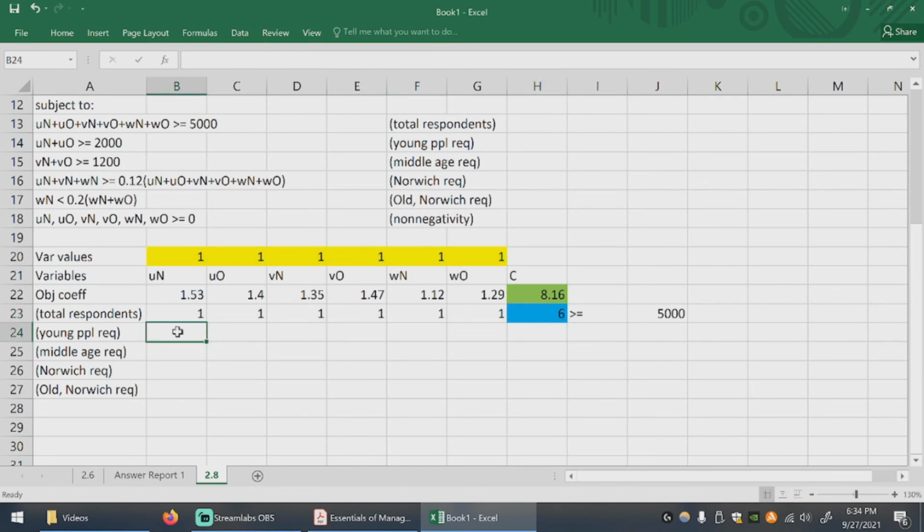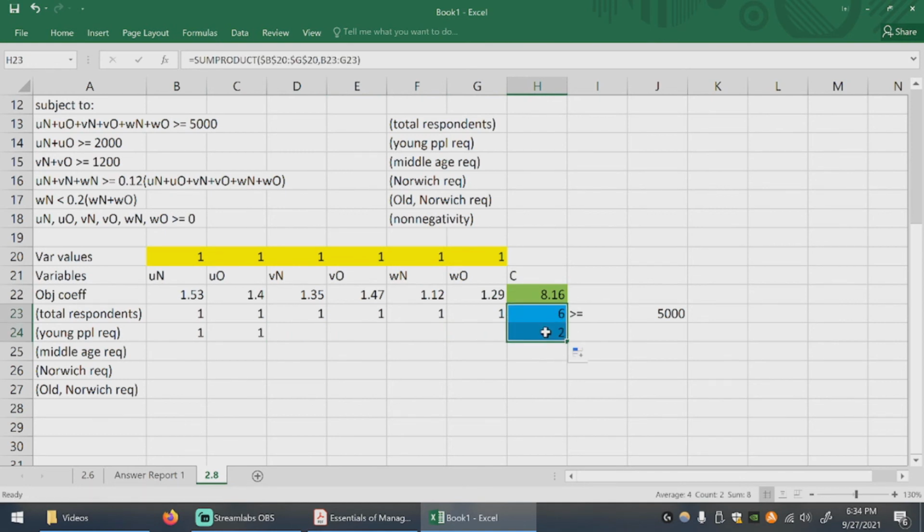All right, the young people requirement. Oh, that's a pretty good one too. All the variables are already on the left. Easy peasy. UN gets a 1. Maybe this time there's a lot of zeros. Maybe I don't want to write all the zeros. Totally fine. I'll show you. It's fine. Leave them empty. It's not a problem.